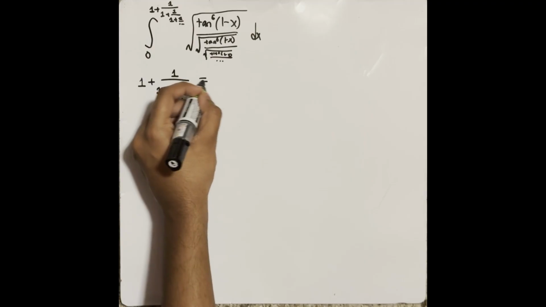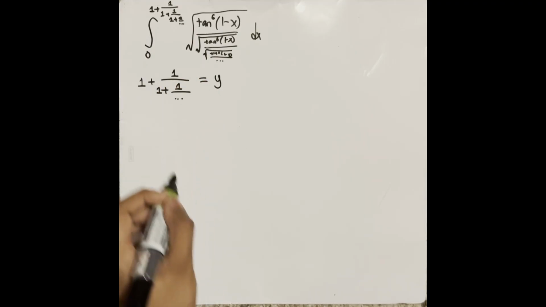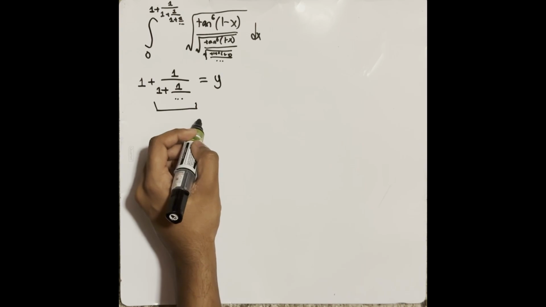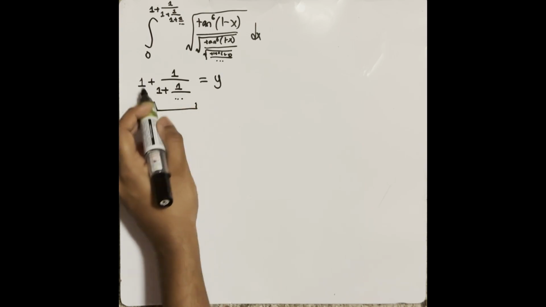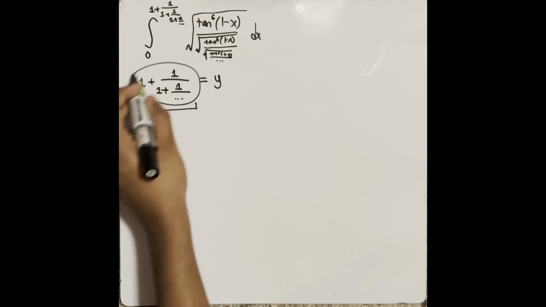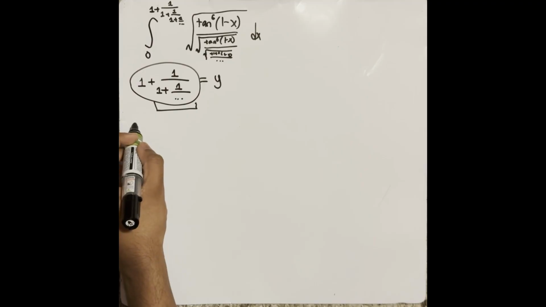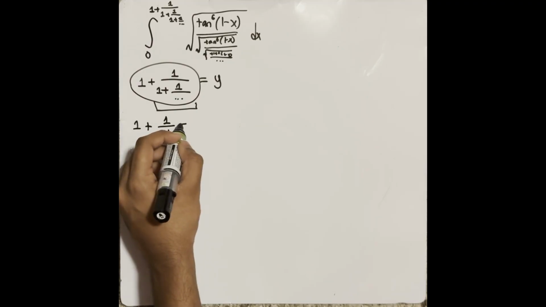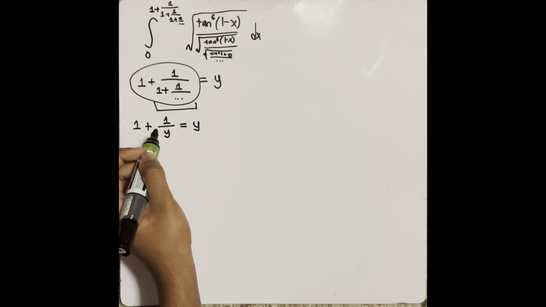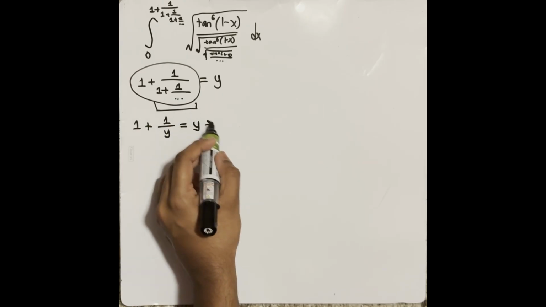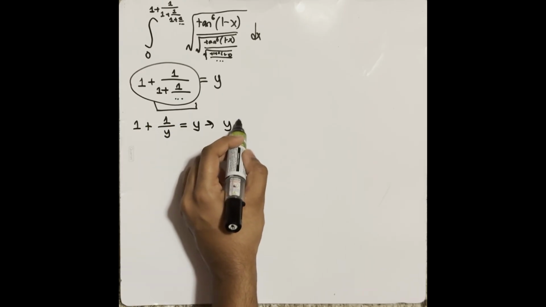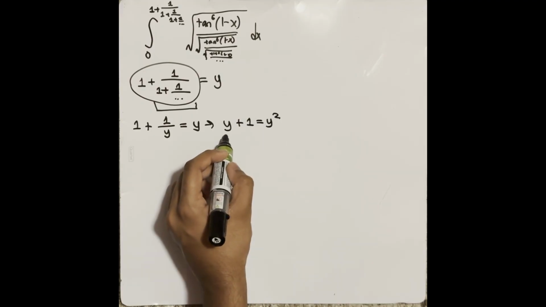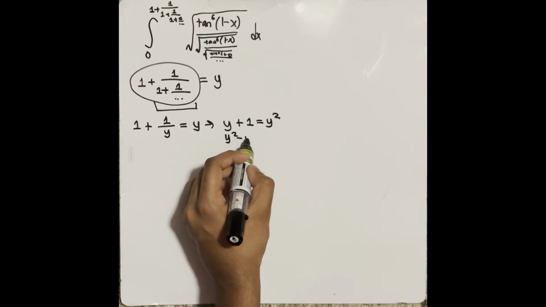First, we start off by setting it equal to y. Notice that we have 1 plus 1 over dot dot dot in the denominator of that, but y is also equal to 1 plus 1 over dot dot dot. So we can replace the denominator with y and say that 1 plus 1 over y is equal to y. Multiplying by y on both sides, we get y plus 1 is equal to y squared. Setting one side equal to 0, you get y squared minus y minus 1 equals 0.